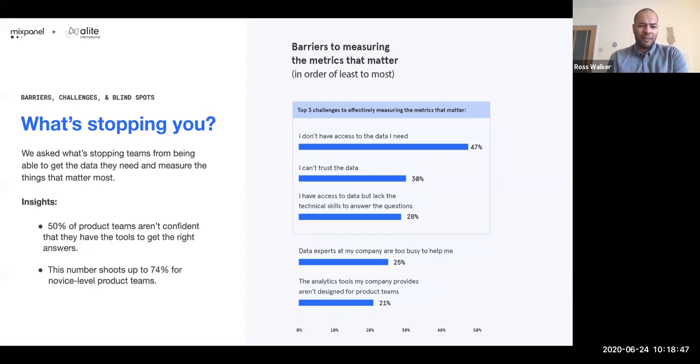The second thing that came out of this is being able to trust the data. You're probably all very aware of how important it is that the data you're collecting, the data you have access to, is data you can trust. So you know that the decisions you make from it are going to be impactful and have a solid foundation in reliable data. And the final thing here is not just having access to data, but having the technical skills and the capability to get an answer to those questions that you care about.